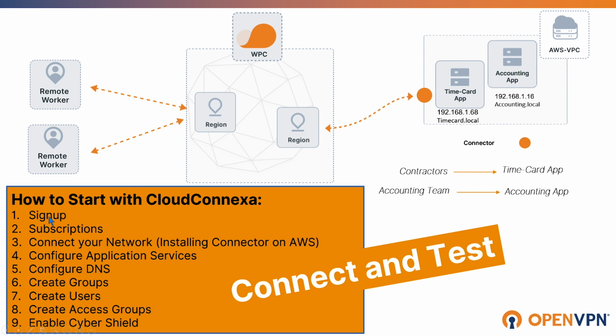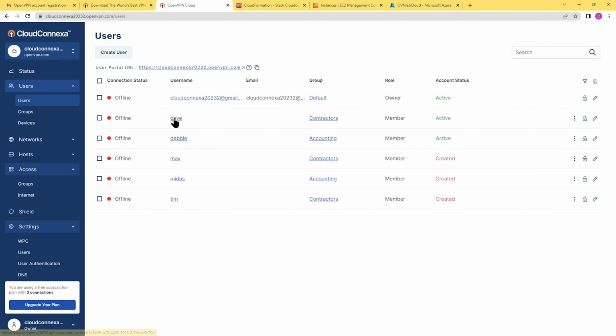Again, looking at the slide and the steps, we went through all 9 steps here in order to configure our CloudConnexa. Now, the last thing that we need to do is connect and test. So going back to users, you've got Dave on contractors, and Debbie on accounting. We're going to test with these 2 users.